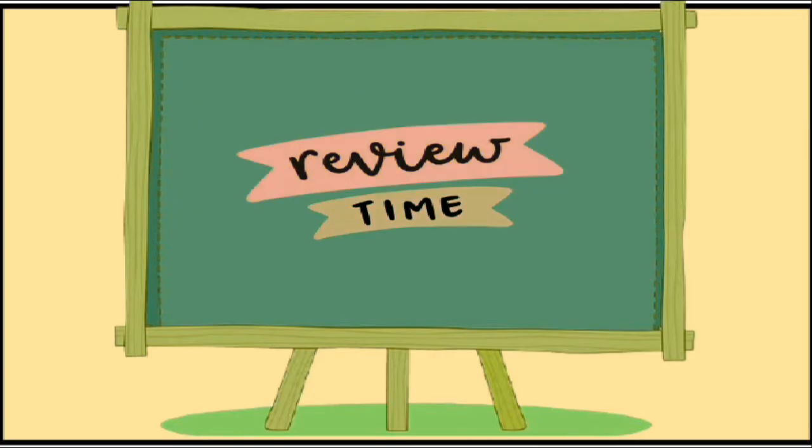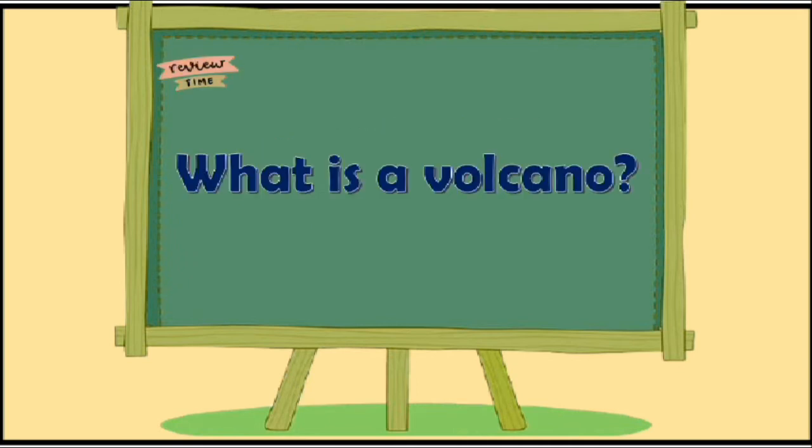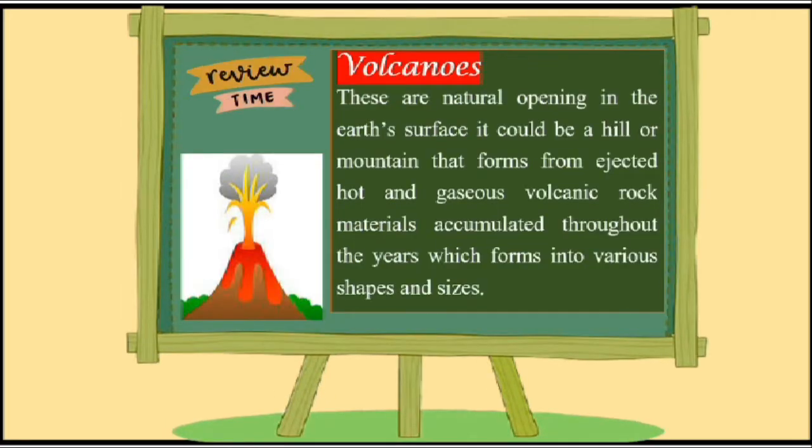Before we start, let us have first a review. This will help you remember your past lessons about volcanoes. First, what is a volcano? You're right. Volcanoes are natural openings in the Earth's surface. It could be a hill or mountain that was formed from ejected hot and gaseous volcanic rock materials accumulated throughout the years, which formed into various shapes and sizes.